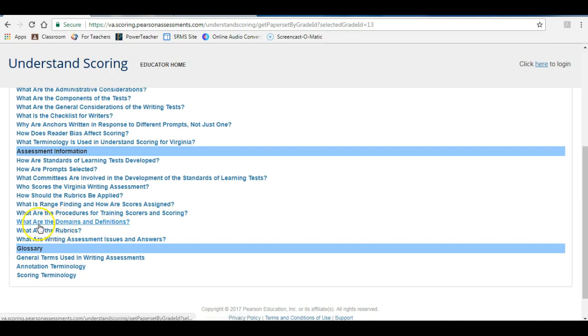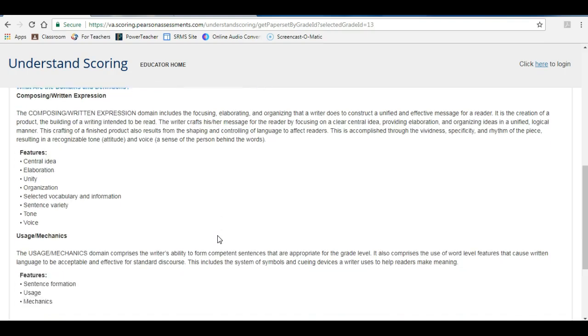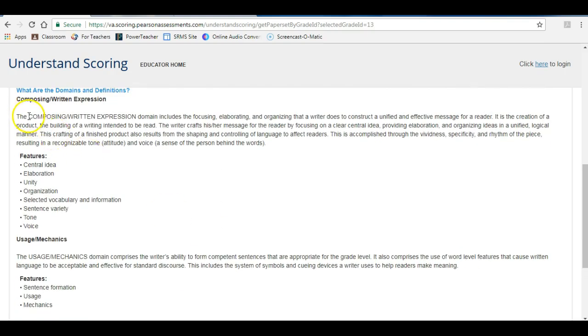Or I'm sorry, let's go to this one first. What are the domains and definitions? So your score is based on 2 domains. It's based on the composing written expression domain. I'm going to call it composing. Composing written expression domain, which is your elaboration and organization, your thesis statement, your intro, conclusion, all the stuff you actually write in the body of your essay.